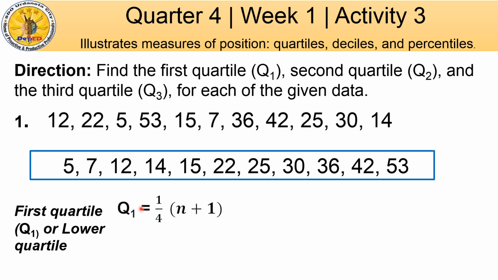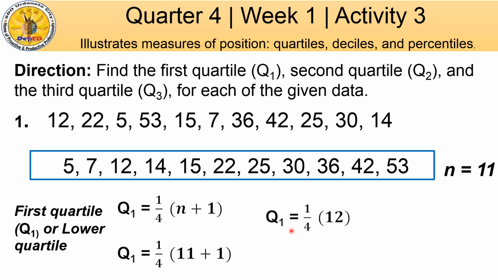Using the formula for the position of quartile 1, that is Q1 equals 1/4 times the quantity of n plus 1. Take note that the number of observations is equal to 11. So replace n by 11. That is now Q1 equals 1/4 times 12. Multiply, so we have 12 divided by 4, and your Q1 is located at the third data: 1, 2, 3. Meaning to say, the value of your quartile 1 is equal to 12.